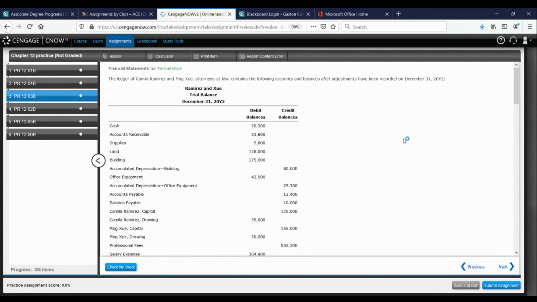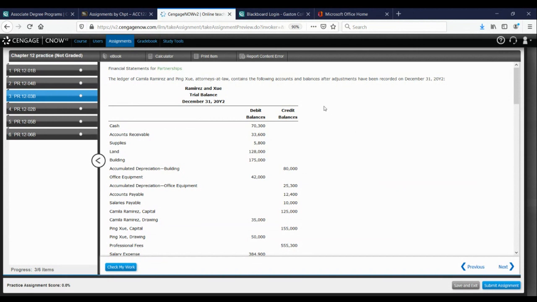12-03B. What we're going to be doing today are financial statements for a partnership form of business. Some of the financial statements you'll already be familiar with, such as the income statement. We're just going to review that a little bit. We're going to talk about the statement of partnership equity. And we're also going to show you a balance sheet and how the partner's equity on the balance sheet should be shown.